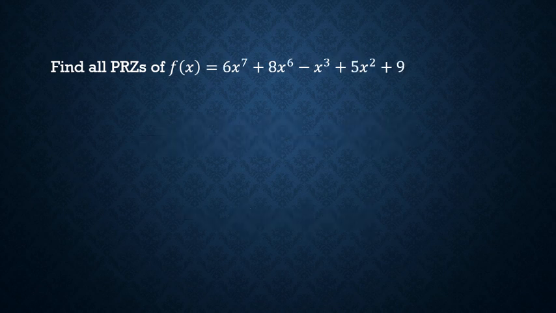So try this guy on your own. See if you can come up with all possible rational zeros of 6x to the 7th plus 8x to the 6th minus x cubed plus 5x squared plus 9. So pause the video here. Once you think you have the answer, press play, and we'll see if your answer was correct.